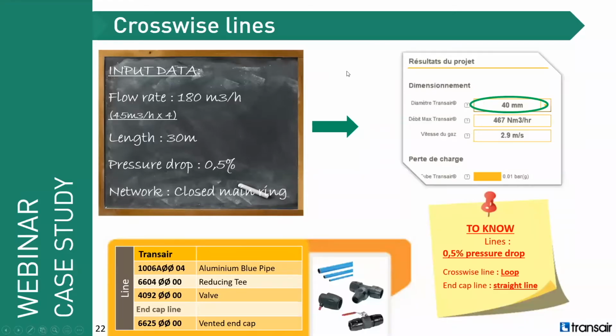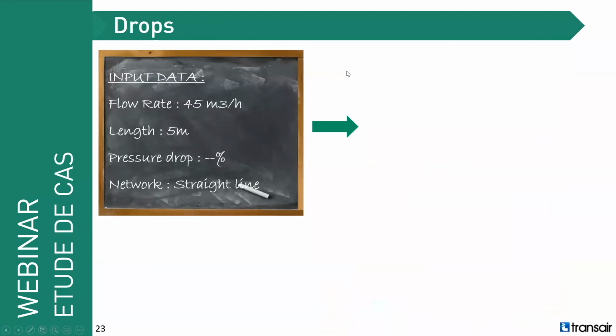Now, last part, the drop. We're going to go with the worst case. So the drop is the highest flow rate. There is the one with the 45 cubic meters per hour flow. Length, we're going to go with 5 meters. Pressure drop, same as with the header. The drops are going to be really, really small, so you want to go with the speed and not with the pressure drop. And network, it's going to be straight line.